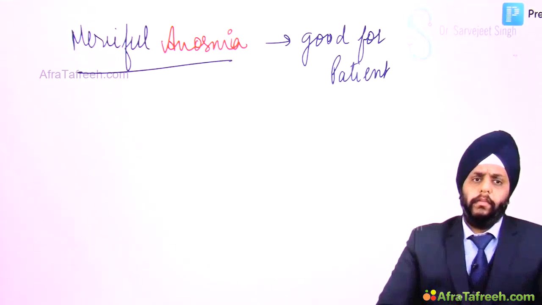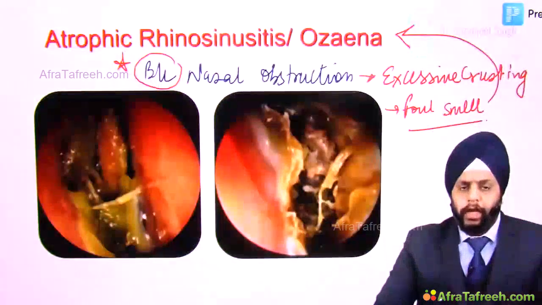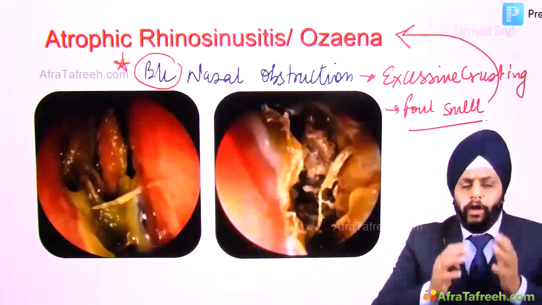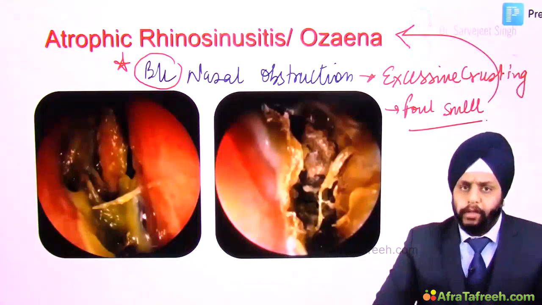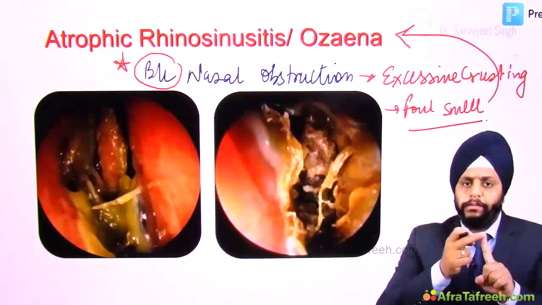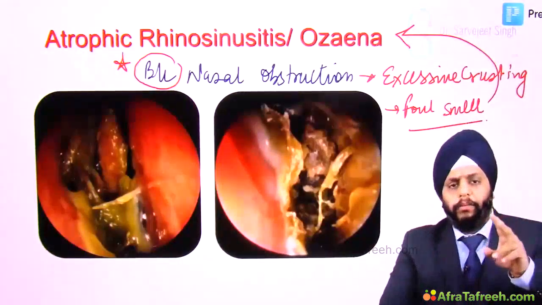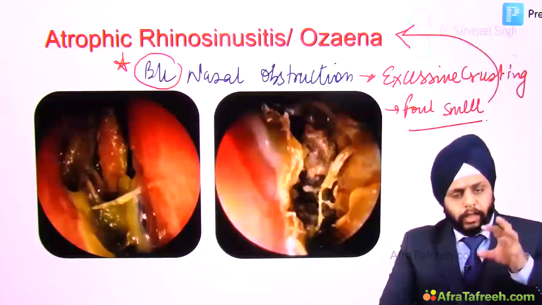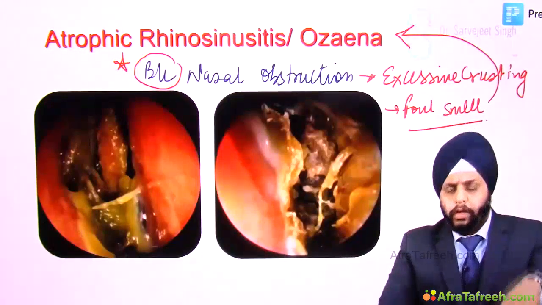What will you find on examination? You will see a photograph like this. You'll see a large roomy cavity which is filled with foul smelling crusts. What will you do for this patient? The patient has three problems: obstruction, foul smell, and anosmia. All three problems are caused by these crusts. The crusts are causing obstruction, they are infected, causing smell, and they are causing anosmia.